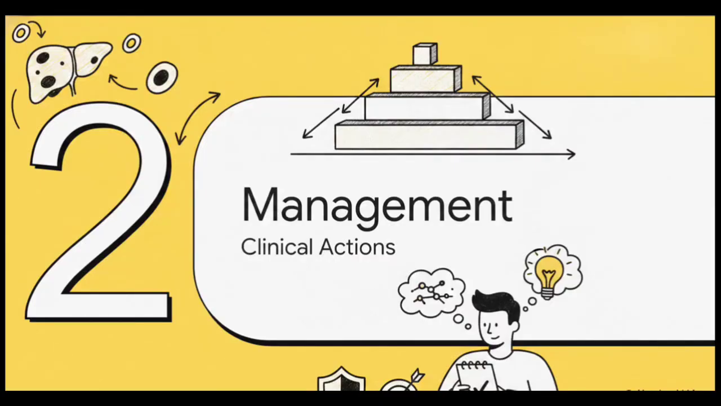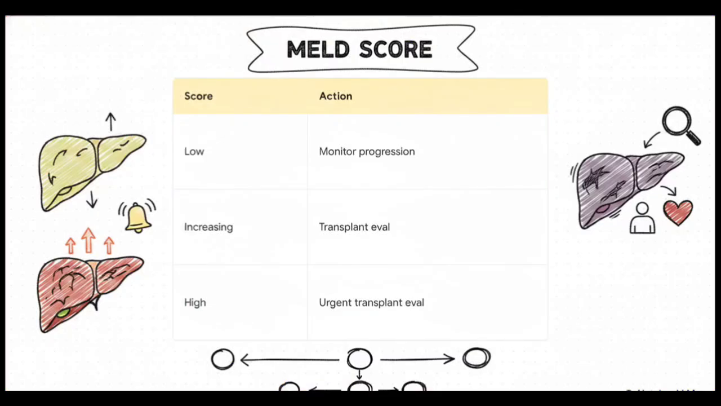Section 2, management. Okay, so knowing the score dictates your entire game plan. If the MELD score is low, you just continue standard management of the chronic liver disease, monitor for progression, and keep an eye on complications. But if that score is increasing, alarm bells should be ringing. You need to refer them for a specialist hepatology assessment, start evaluating for a liver transplant, and really optimize any complications. And finally, if you're staring at a high MELD score, you are looking at a massive short-term mortality risk. That means urgent transplant evaluation and super aggressive management while they wait.